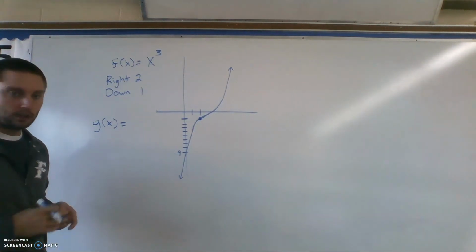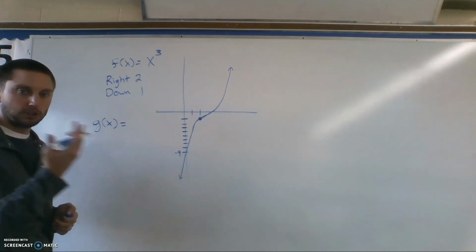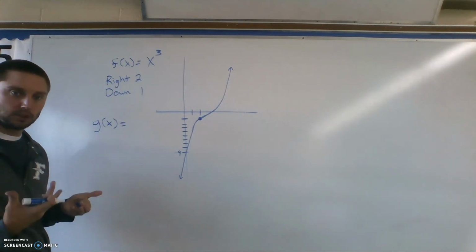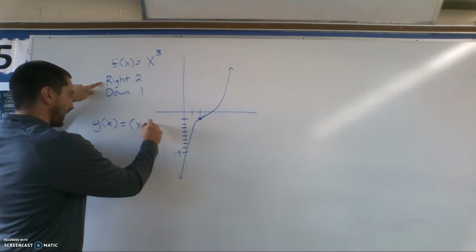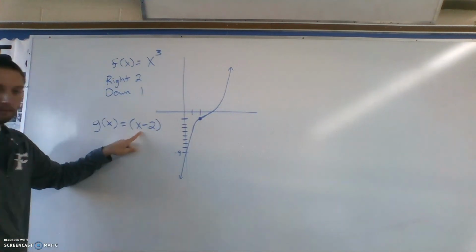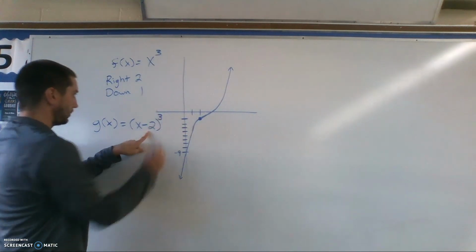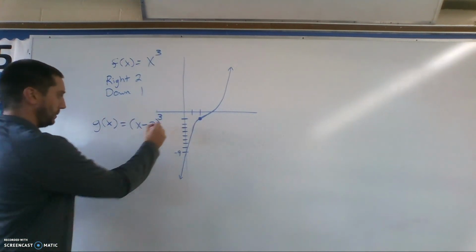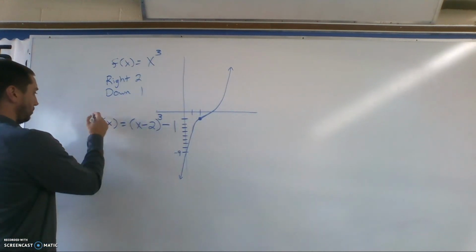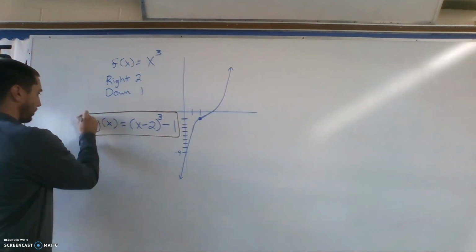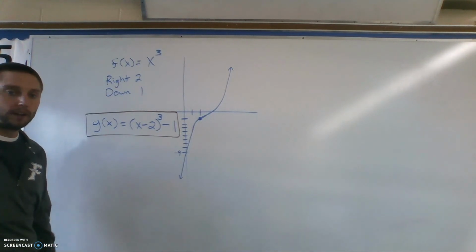So my parent function is x cubed. So let's figure out this right 2. So what do I do with that? Right 2, that's a horizontal change. So that's going to impact my inputs. Okay? So if I go right 2, that means I really need to subtract 2 from the input value. So (x minus 2) cubed, and then I went down 1, so that's going to be a minus 1 out front. Okay, so this would be my final equation for g of x: (x minus 2) cubed minus 1.